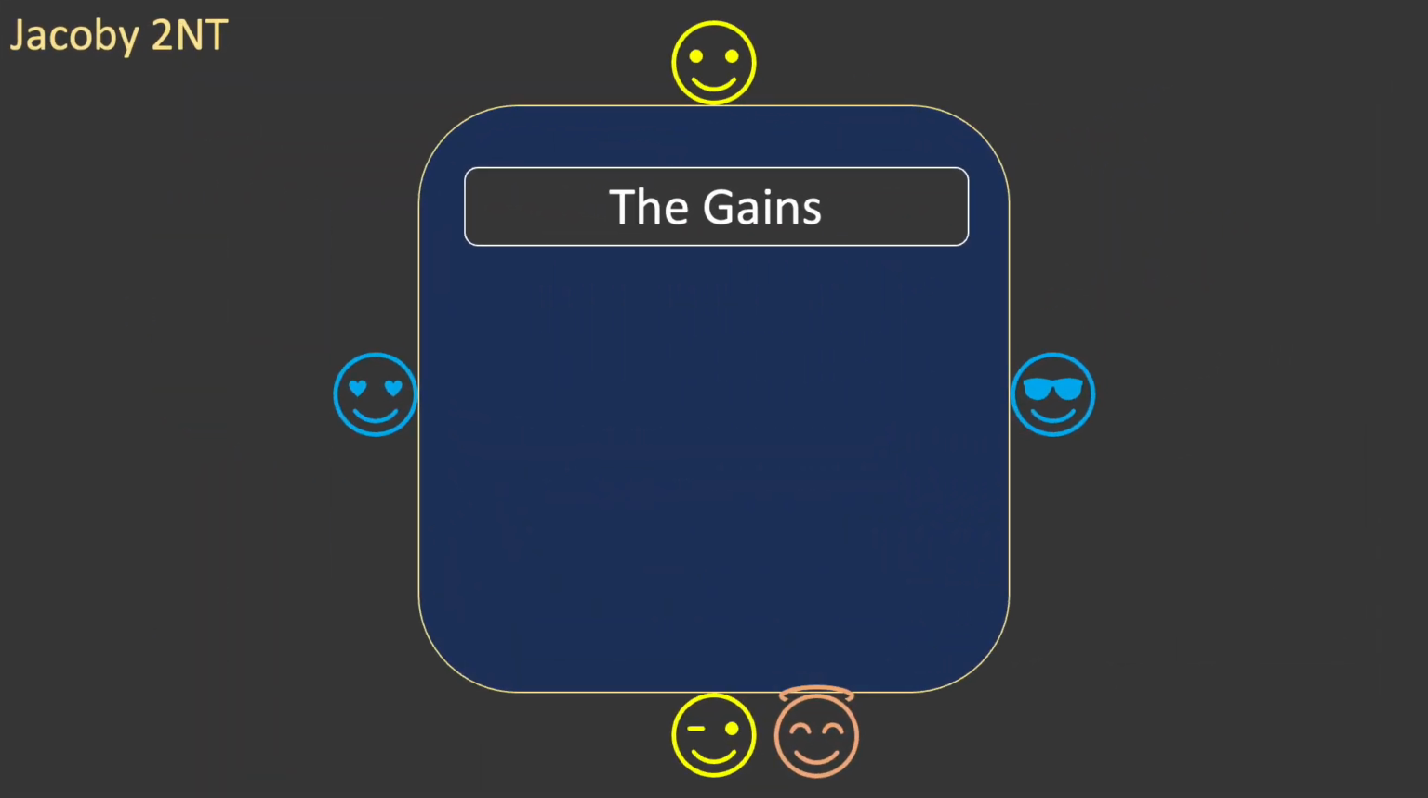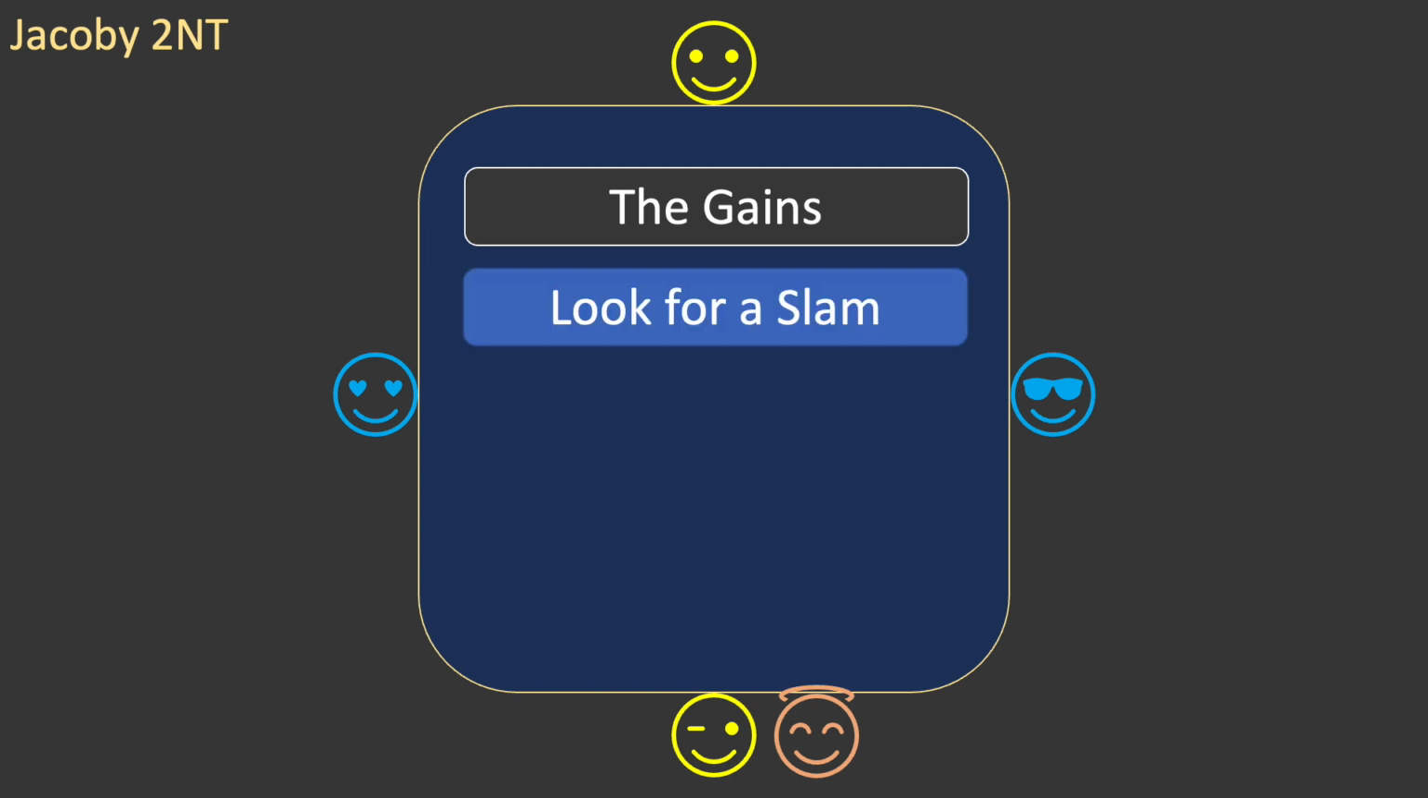So what are the gains of using the Jacoby 2NT convention? The first gain is quite simply to increase the opportunities to look for a slam. And the second is to alert partner to your 9-card fit in the trump suit.